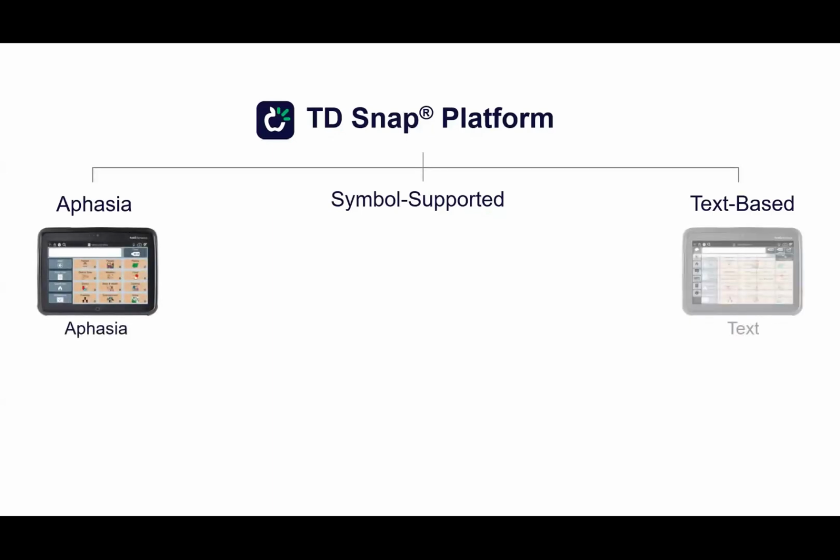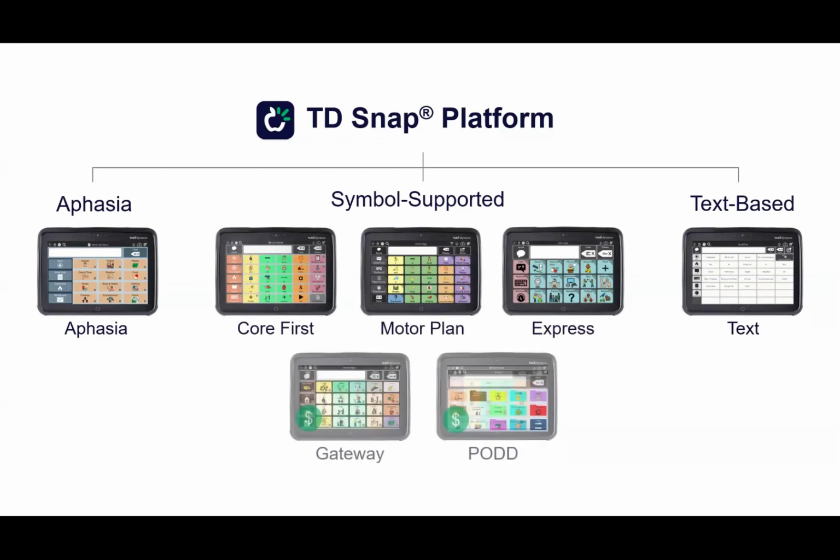So from this visual, you can see we have a page set for those with aphasia. We have a text-based option for literate communicators. And here in the middle, we have a wide selection of symbol-supported options. Over here, you can see TD Snap Core First and Motor Plan. These are options that are centered around a robust core vocabulary. So that means that they contain common vocabulary that can be combined to create unique phrases and sentences. And today we're going to be spending time talking about TD Snap Express, which is our newest addition to the platform.